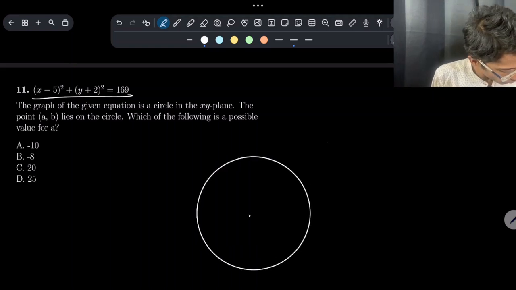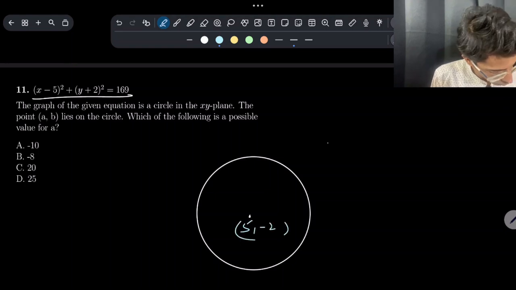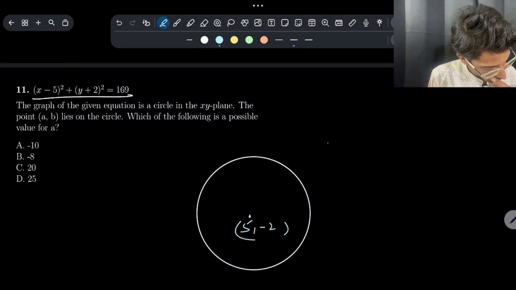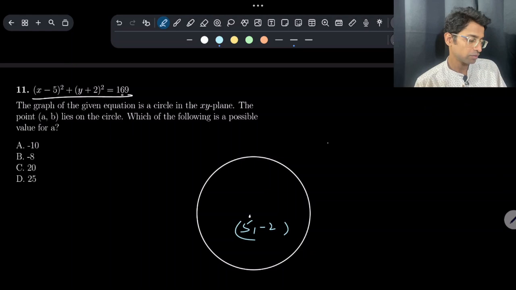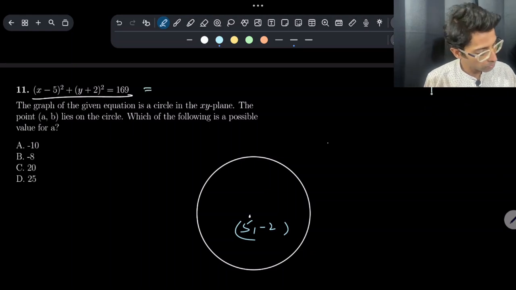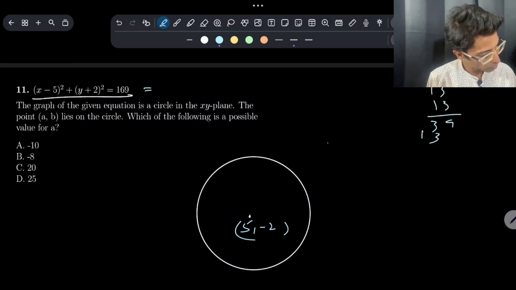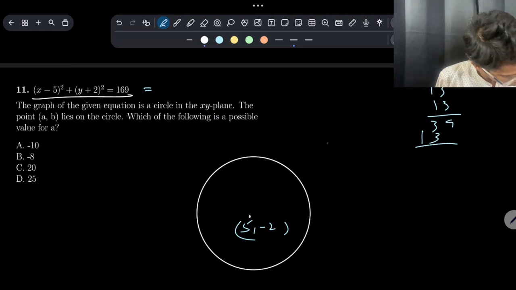5, -2 is the center of the circle. The point A comma B lies on the circle. Okay, which of the following is the possible value for A? 169. So what could be the radius? 13 square. 3 3s are 9, 3 1s are 3, 3 1s are 3, 1. Yes, 13 is the radius for this circle. So what is the maximum point this could be?